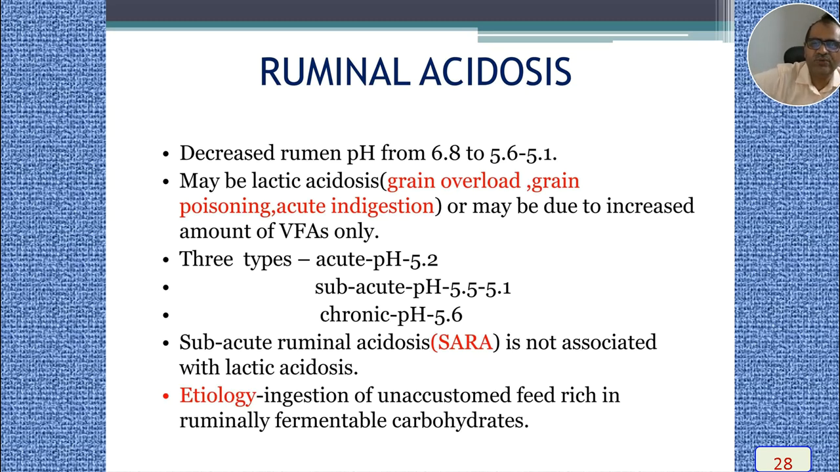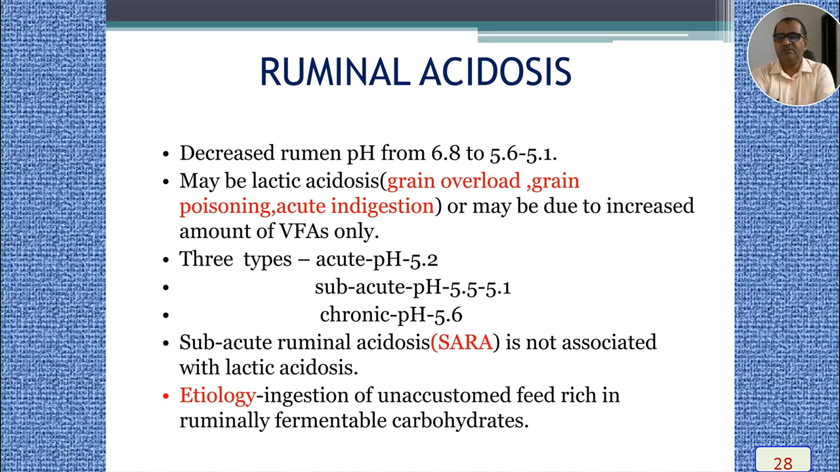Then another thing is ruminal acidosis. It's a very common syndrome where the rumen pH is reduced from 6.8 to 5.6 to 5.1, and it may be lactic acidosis also, because it's also known as grain overload or grain poisoning. Then acute indigestion, or maybe due to an increased production of volatile fatty acids. Sometimes it is accidental ingestion of rice or any rich, easily digestible carbohydrate suddenly taken in large quantities. For example, kitchen wastes just after a marriage are always fed to the cattle.